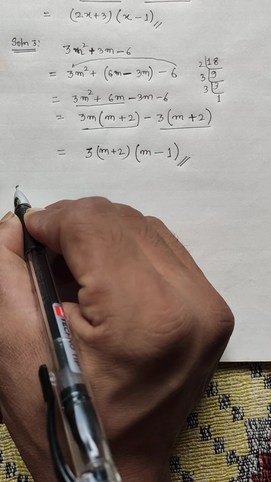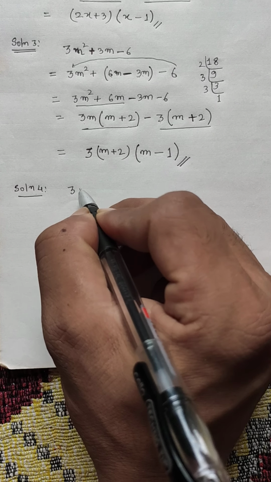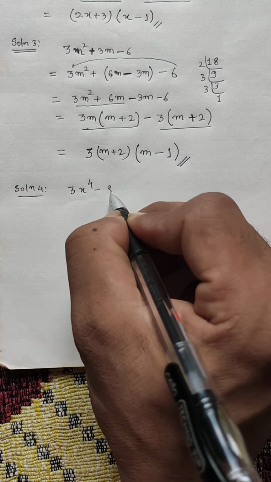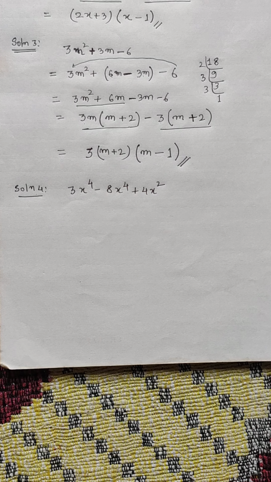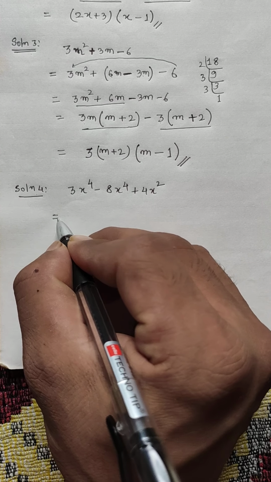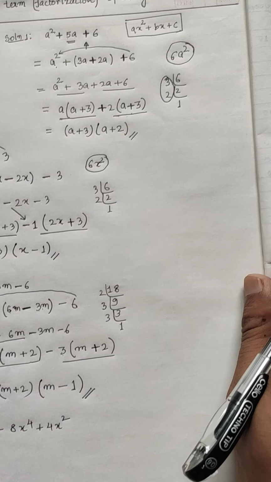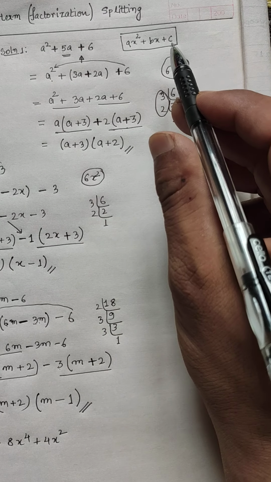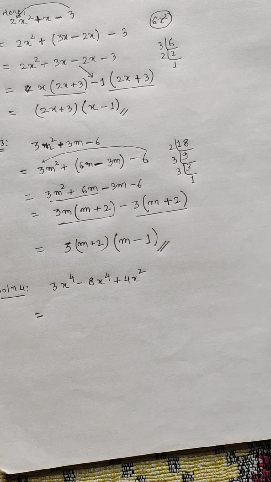Now let's see question number 4, and question number 4 is a little bit different from these 3 questions. First you have to keep in mind that your question must be in the quadratic form, that is ax square plus bx plus c. Ax square plus bx plus c in this form, otherwise you can't solve it. So how can you solve it?